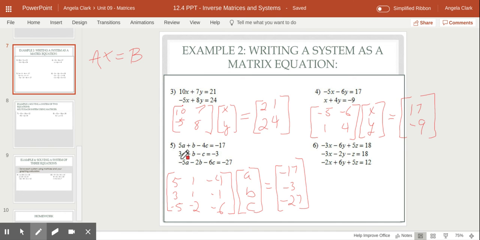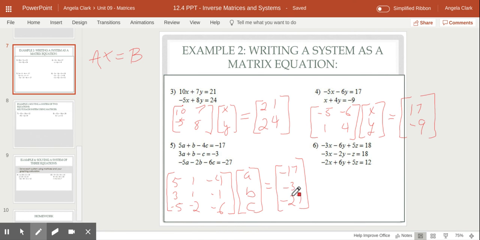If there's ever an equation where one of the variables is missing, then you'd put in a 0 wherever that happens. So if this negative c wasn't there, then this would be a 0 right here. But yeah, so these are exactly the same, and they can be solved in the same way as well.